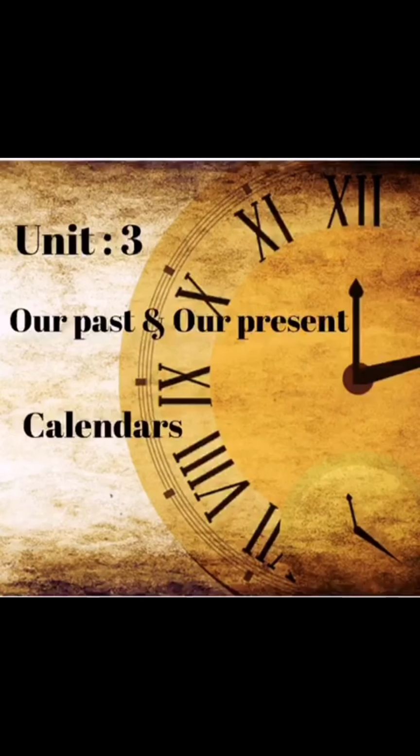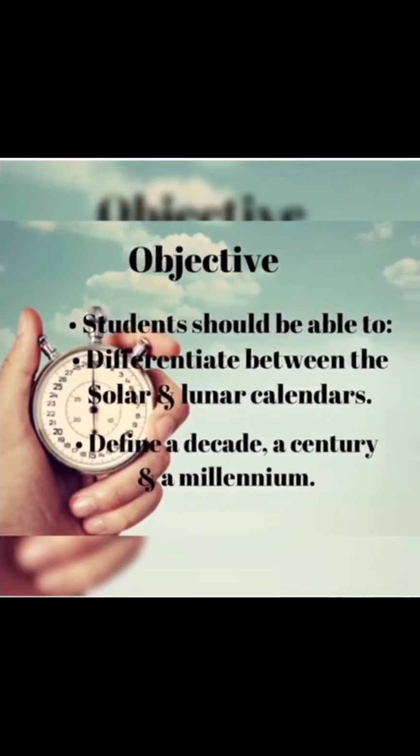Dear students, hopefully you have a complete concept of the previous lecture. Today we will start our next unit, number 3, our past and our present. Our first topic is calendar. The objectives of today's lesson are that students should be able to differentiate between the solar and lunar calendars, and define a decade, a century and a millennium.